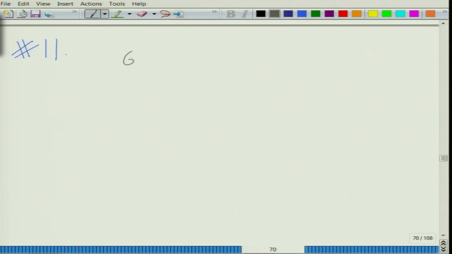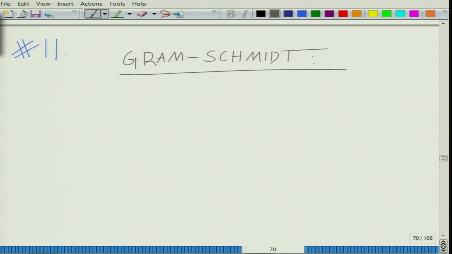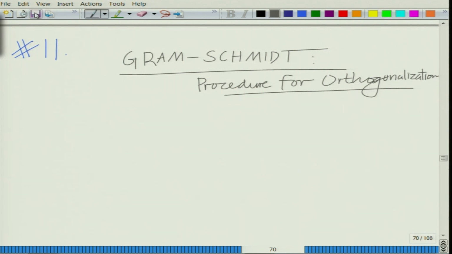So, today let us continue our discussion with the Gram-Schmidt procedure for orthogonalization or orthonormalization. Alright, so I am going to describe more about it. So, let us talk about the Gram-Schmidt procedure. This is a procedure for orthogonalization. What is the Gram-Schmidt procedure?